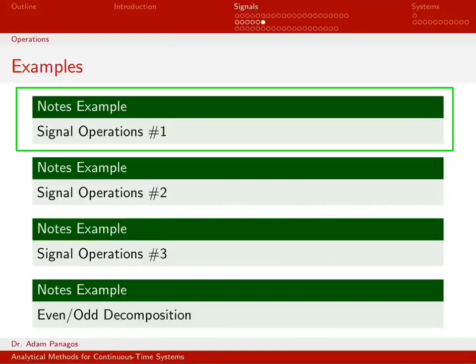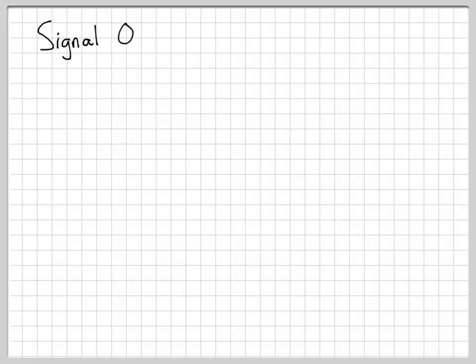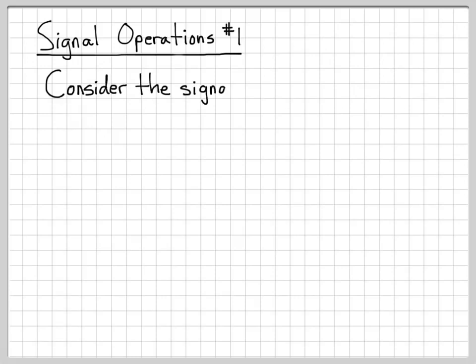So let's go ahead and work a few examples of using these new signal operations. In this first example video, we'll just keep it pretty simple. We'll just do one type of operation at a time. So we're going to be working with the signal x of t that looks like this. This rectangle followed by a triangle. So that's our base signal x of t.